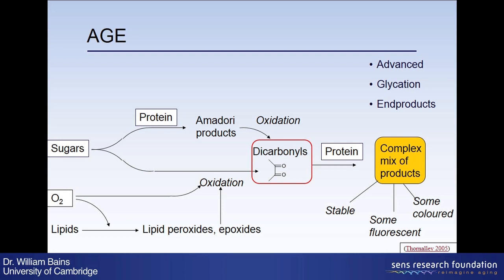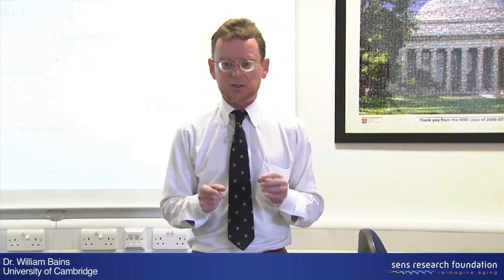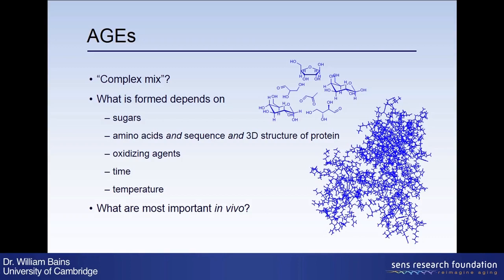Now, I'm a biochemist, so I'm happy with the idea of a complex mix of products. If you talk to a chemist, they say a complex mix of products is not a chemical description of something. It's just a description of soup, really. But that's about all I'm going to go into, except for a couple of exceptions on what those molecules are. And the reason is this.